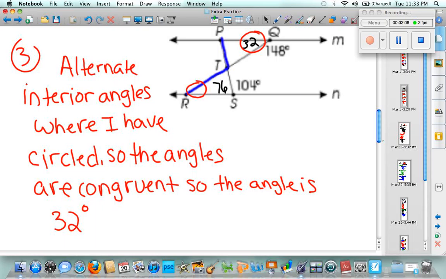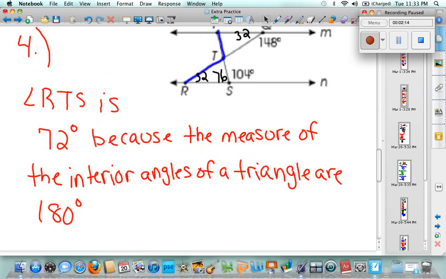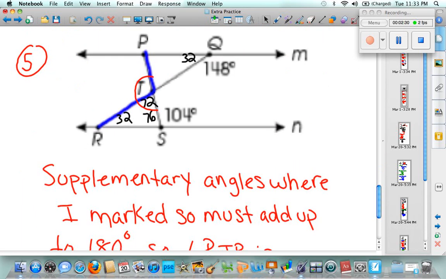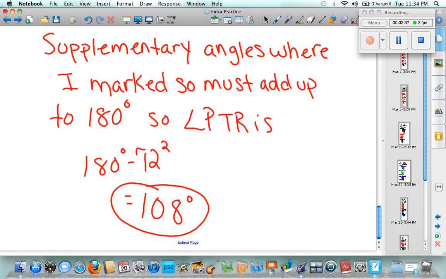So I've broken it down step by step. Please make sure you write this down. And last, angle RTS, what we are trying to find. That's 72 degrees because the measure of the interior angles of a triangle is 180 degrees. And then we've got supplementary angles, which means they must add up to 180 degrees where I have marked. So make sure you have all this information down and go back if you need to.